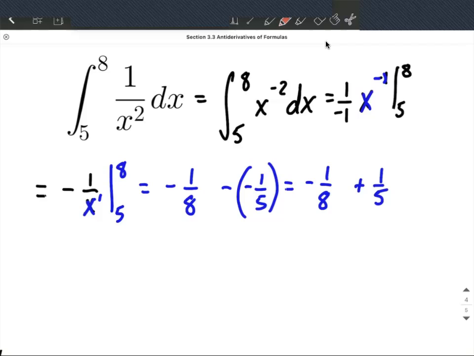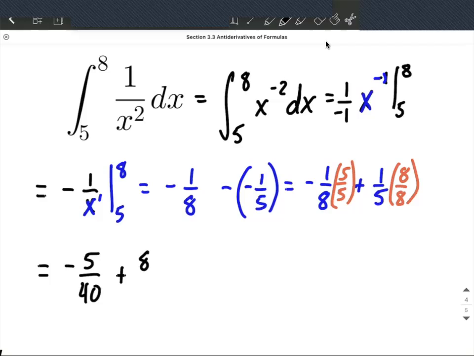I think in this case our common denominator is going to be a 40, so we're going to go ahead and multiply the first fraction by 5 over 5, and the second fraction by 8 over 8. And this should give us negative 5 over 40 plus 8 over 40. Keep that common denominator and combine our numerators together. So negative 5 plus 8 makes positive 3. That won't reduce down any further, so that's a great exact answer. Let's leave it just like that.